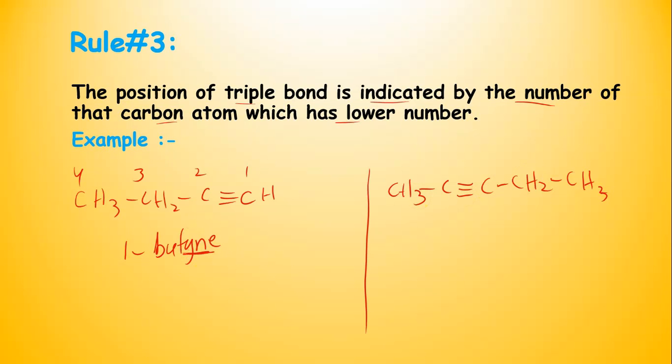And what about this one? You will give the numbering from this side, 1, 2, 3, 4, 5, because the carbon-carbon triple bond is near the left side, not the right side. So you will mention that this carbon-carbon triple bond is at the second, so 2, and the complete parent name is 5, so 2-pentyne, because this is an alkyne. So this is rule number 3.